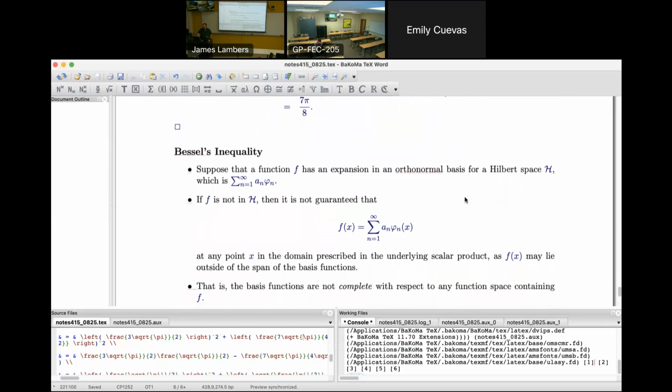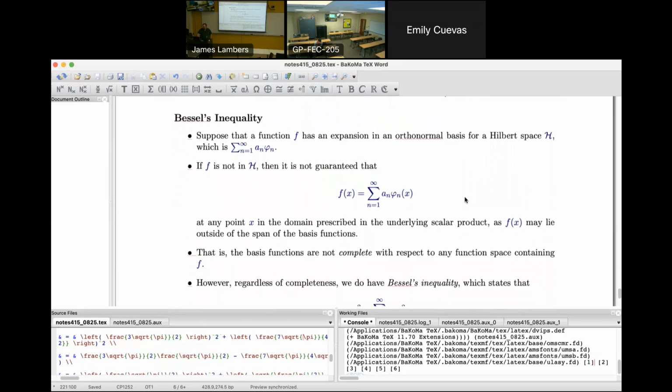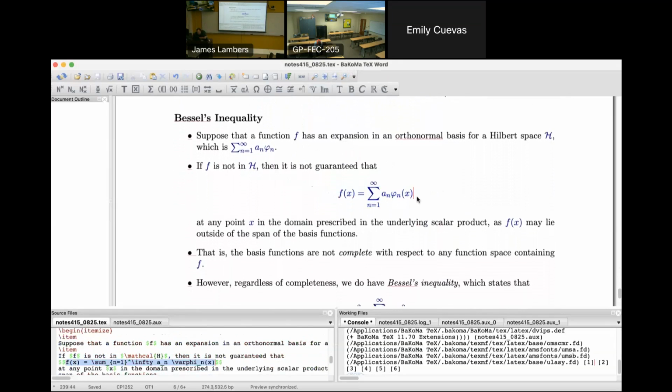to tell you about Bessel's inequality. Now, suppose I have a function that is not necessarily in a Hilbert space, but even if it's not a member of a Hilbert space, I can still try to take its expansion in some orthonormal basis for that Hilbert space. It's just that this function here that I get would not necessarily equal f of x itself. So that's what I would point out.